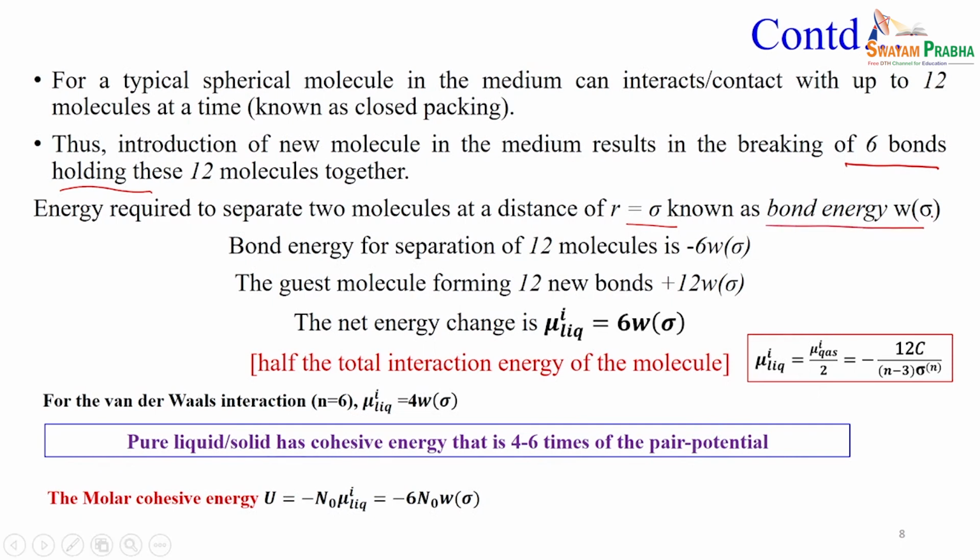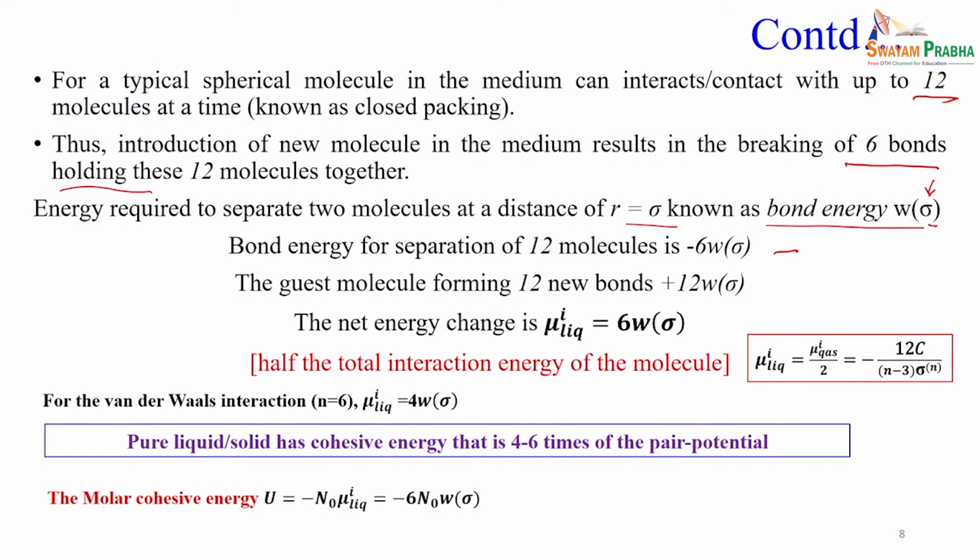So, the energy required to separate 2 molecules at a distance r is known as the bond energy, where we are replacing r with sigma here. So, the bond energy, or the pair potential for the separation of 12 molecules, will be 6 times the pair potential, because the 12 molecules form 6 pairs. Now, when the new molecule comes, it is again surrounded by 12 molecules and is going to form 12 different interactions. So, 12 new bonds will be formed.